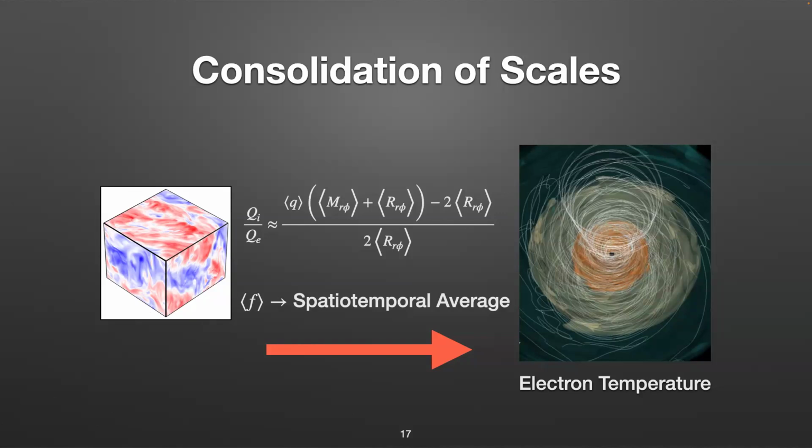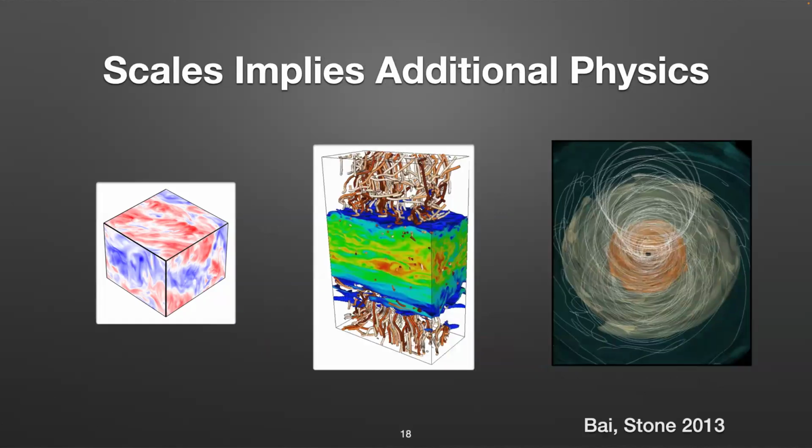So this is a scale-free problem. There is no scale involved with gravity or anything with the accretion distance. The way to put this back is effectively to consolidate the scales of the local scale physics into the global scales. And as we can expect, if we want to consolidate these scales, scales bring in additional physics.